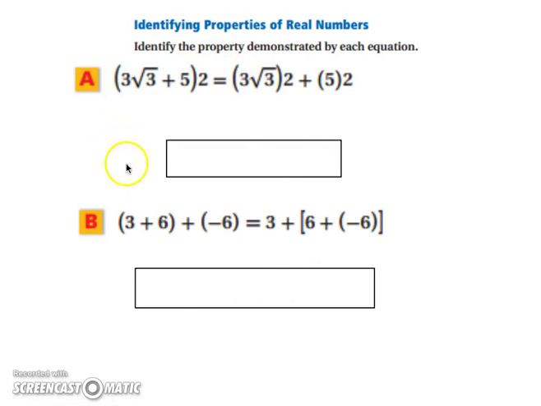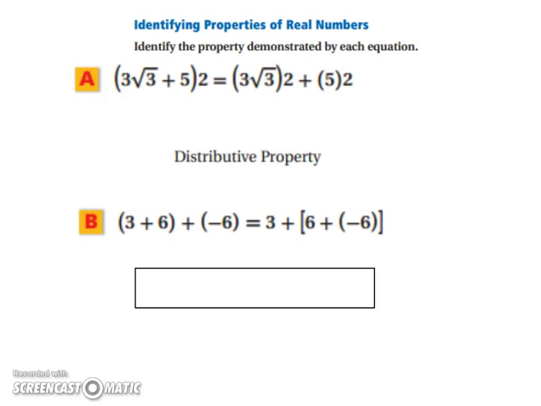Identifying properties of real numbers. Let's identify the property demonstrated. We have 3 square roots of 3 plus 5 times 2, and then we have 3 square roots of 3 times 2 plus 5 times 2. Which property was used? That's right, the distributive property.